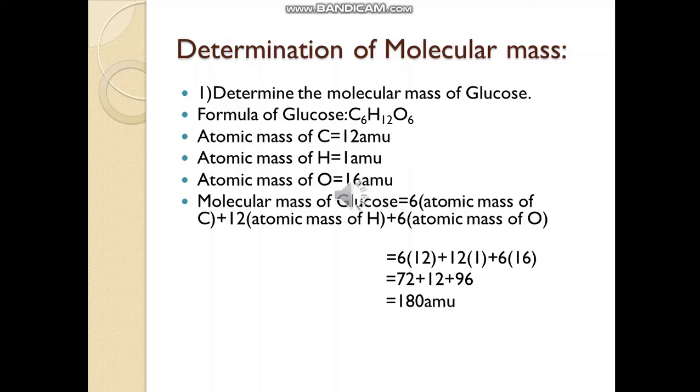For the calculation of the molecular mass of glucose, I am going to apply the same formula. First of all, we have 6 atoms of carbon, they are multiplied with the atomic mass of carbon. We have 12 atoms of hydrogen and they are multiplied with the atomic mass of hydrogen. We have 6 atoms of oxygen and they are multiplied with the atomic mass of oxygen. After multiplication, we are going to add all the terms and our answer is 180 AMU.